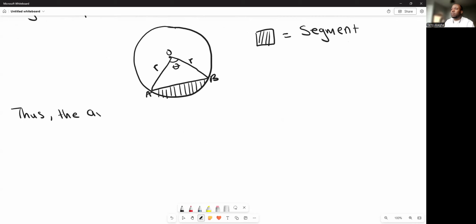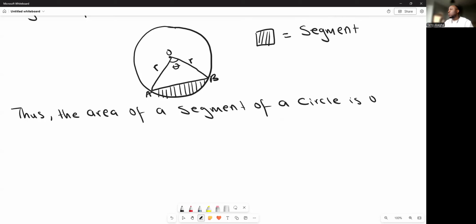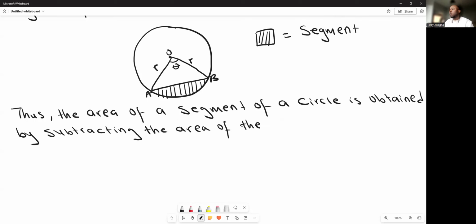The area of a segment of a circle is obtained by subtracting the area of a triangle from the area of the sector.